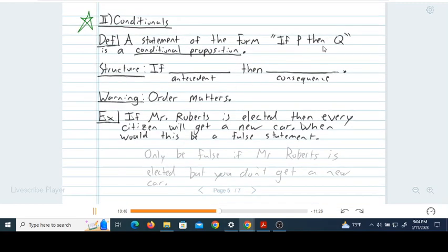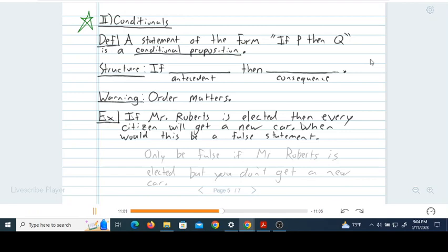Let's go ahead and look at conditionals. A statement of the form if P then Q is a conditional proposition or a conditional statement. The first statement in a conditional is known as the antecedent. The second statement is known as the consequence. You want to be careful here, the order does matter.